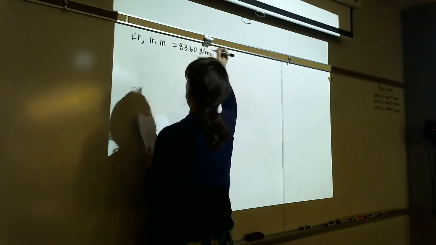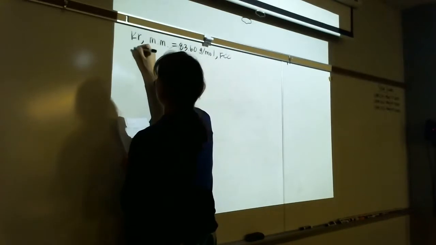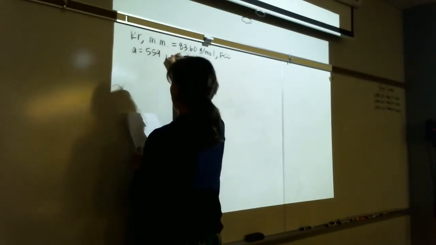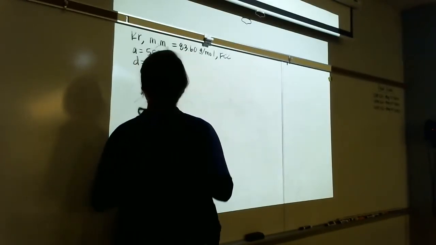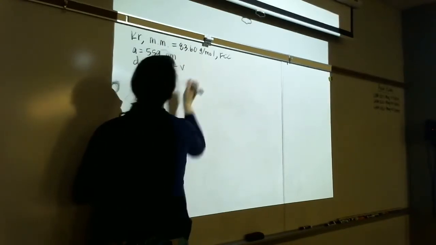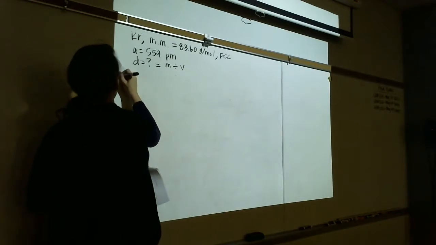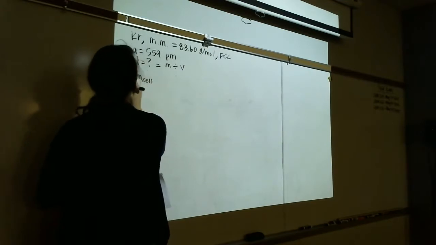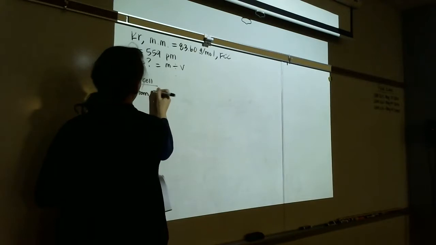We're also told that it is face-centered cubic, and the edge length is 559 picometers, right? And we're solving for density. So density has the formula mass divided by volume, right? So the first thing we need to do is find M cell. But before we can do that, we need to find the mass of an atom, right?